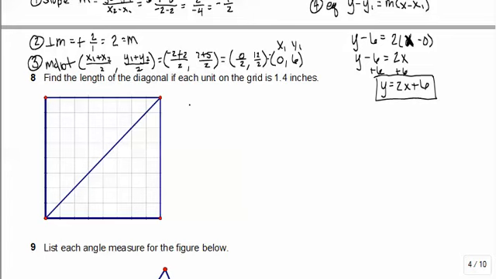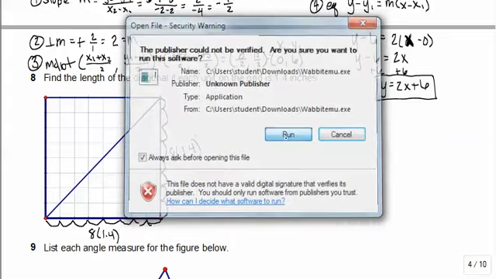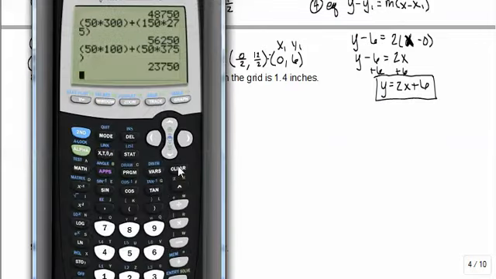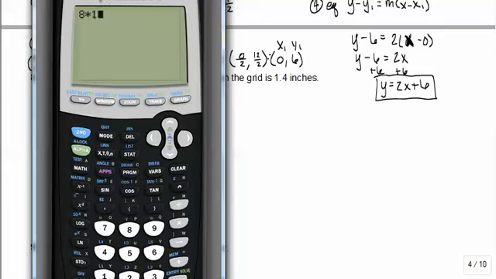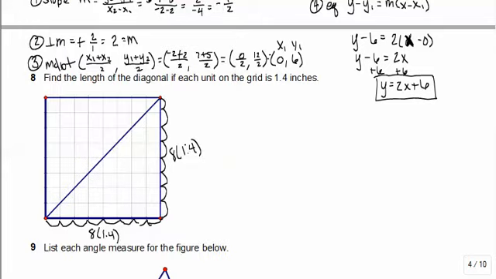Okay. Find the length of the diagonal, where each unit on the grid is 1.4 inches. So this is 1, 2, 3, 4, 5, 6, 7, 8. 8 times 1.4. This is 1, 2, 3, 4, 5, 6, 7, 8. 8 times 1.4. Which, if I bring up my little calculator, 8 times 1.4 is 11.2. So this is 11.2, this is 11.2.